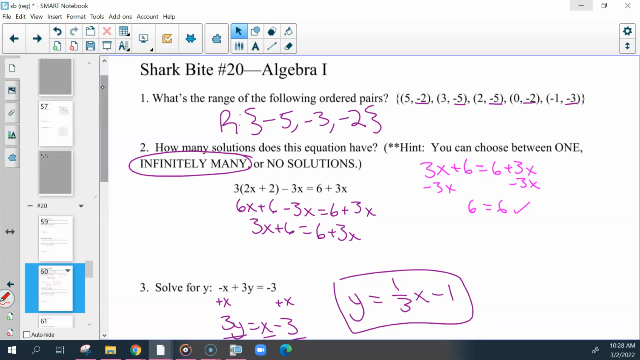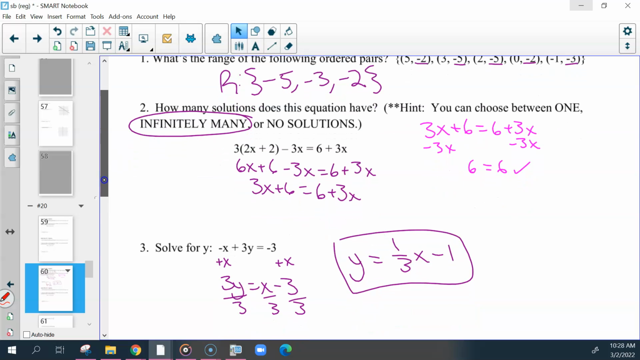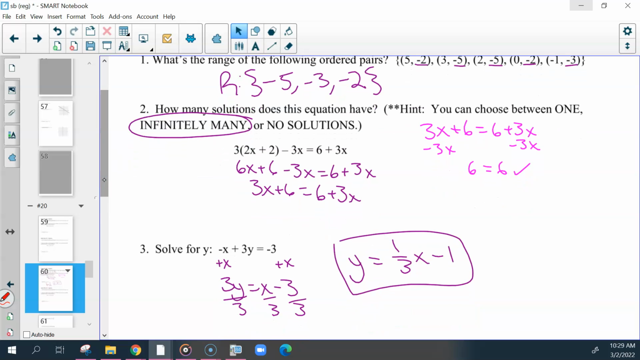On the second one, it's asking how many solutions does this have. So we would need to distribute 3 times 2x and 2 to get 6x plus 6 minus 3x. Combine your like terms to get 3x plus 6. These are the same on both sides, even though they're switched. They're not in the exact same order. But because they are the same, you could stop there and say this is infinitely many.